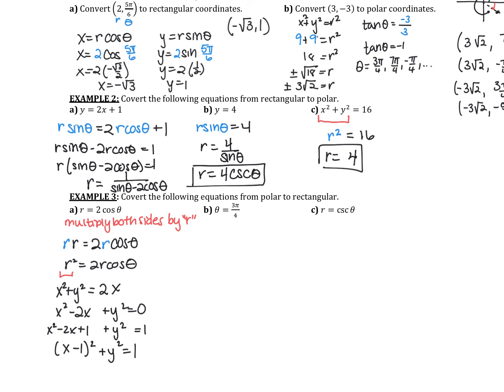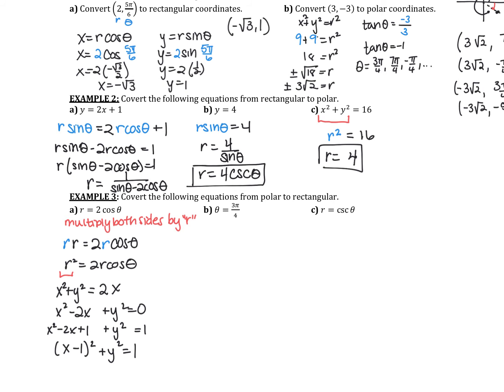And when we graph 2 cos theta, and we're going to do this in just a second, look at an example of this, you're going to see that this is in fact a circle that has been shifted to the right 1. Okay, so let's try B, or maybe hit pause and try B. See if you can try it.